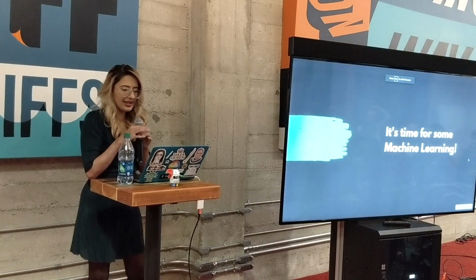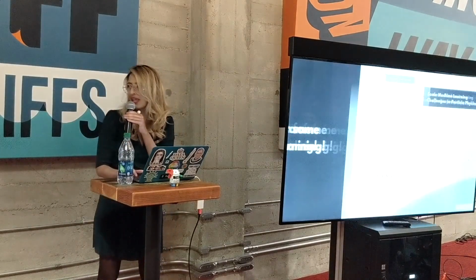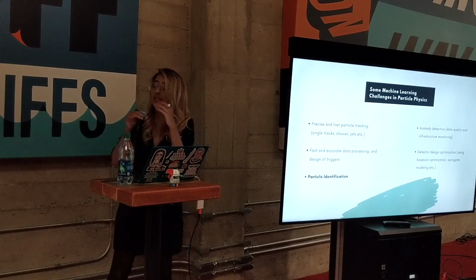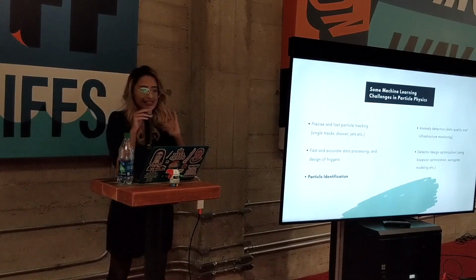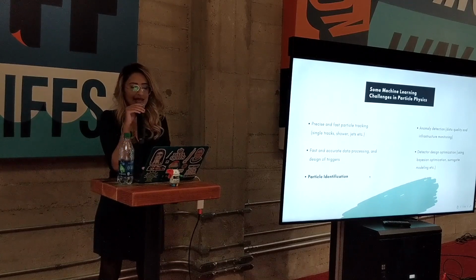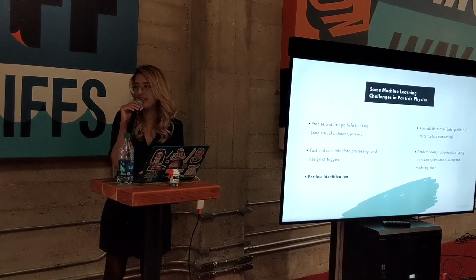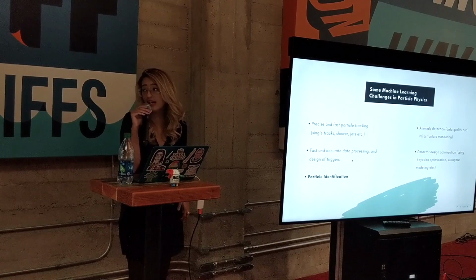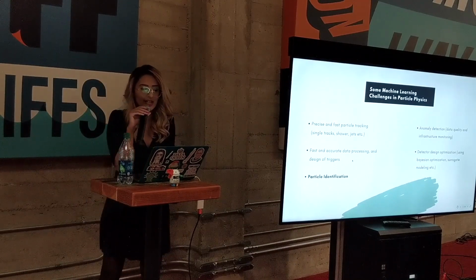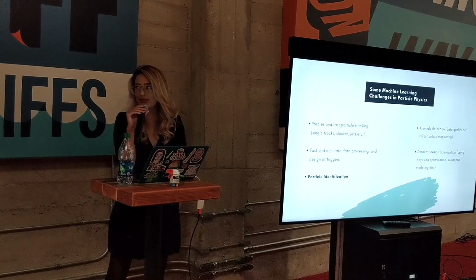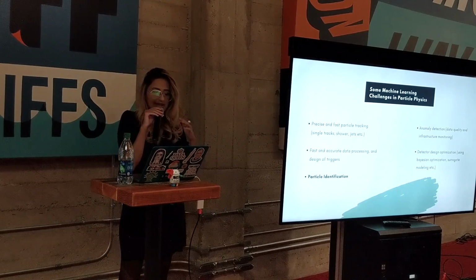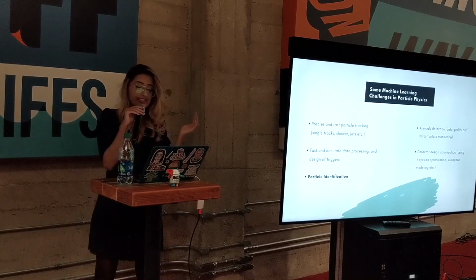Cool. Alright, machine learning time. These are the main machine learning problems in particle physics. A lot of them are similar to regular machine learning problems: there's a ton of data, and we need to process it really fast. Most of the data that the LHC produces is actually deleted. They have things called triggers, which decide what data to keep, and everything else is just thrown away.